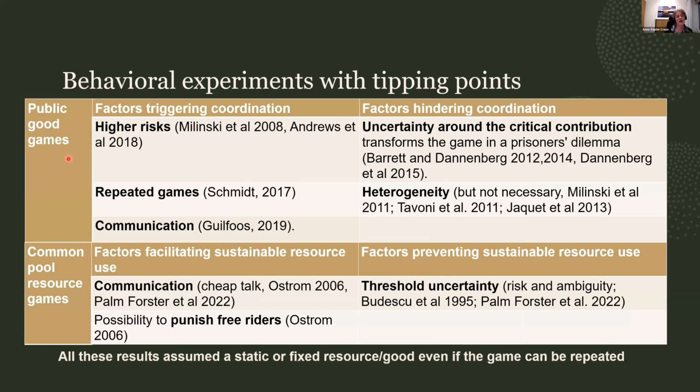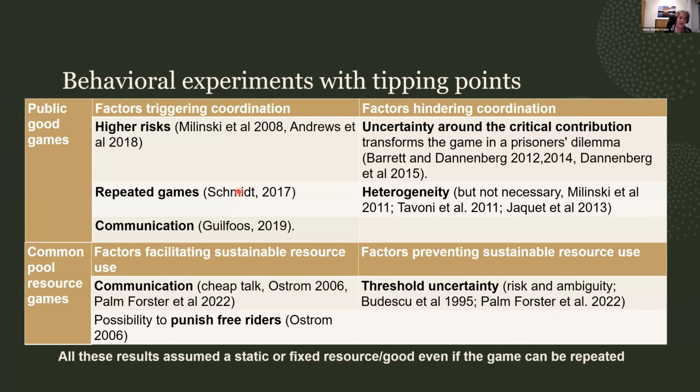And it seems that when you look at public goods, for example the cleaning of the atmosphere to minimize the risk of climate catastrophe, factors that trigger coordination are a higher risk, if the game is repeated, so that people get to make the same choice several times in a row, or if they get to communicate. On the other hand, the factors hindering coordination are uncertainty about the critical contribution. How much do they have to contribute to be able to avert the catastrophe? If that's uncertain, it transforms the game into a prisoner's dilemma, and that may hinder coordination. Heterogeneity among the participants may also hinder coordination, but not necessarily.